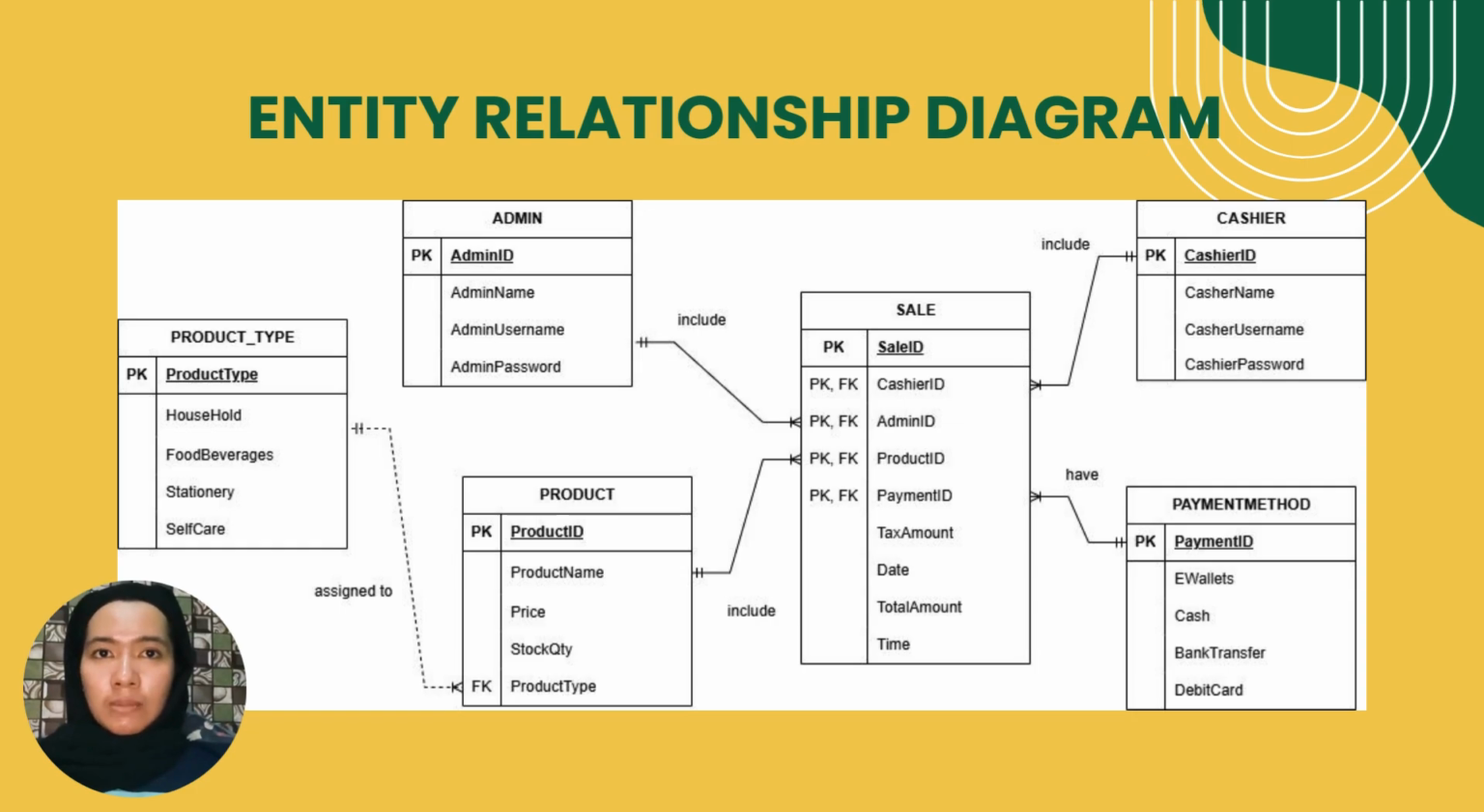The lines and symbols between these tables show the relationship. For example, a single sale can include multiple products and a cashier can have multiple sales. This structure ensures data integrity and allows us to generate complex reports efficiently.